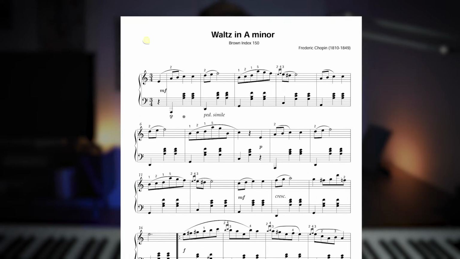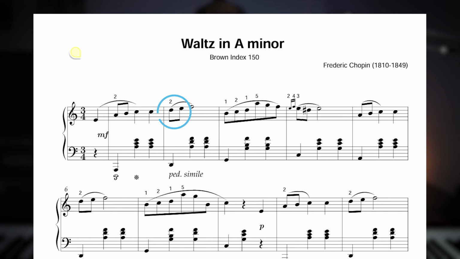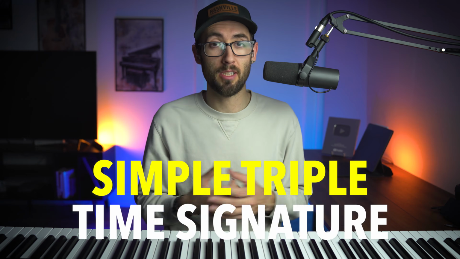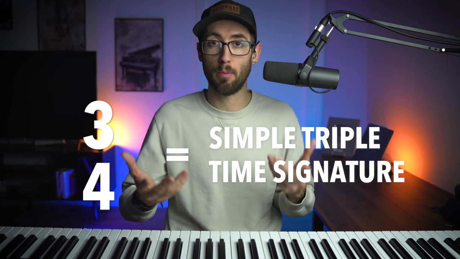This piece has a time signature of 3/4, which means there are 3 quarter notes within a bar. And this piece also has 8th notes or quavers grouped into 2s, which means it's also a simple time signature. But in these bars, we can fit 3 of those groups. So therefore, this is a simple triple time signature, and 3/4 is a simple triple time signature.